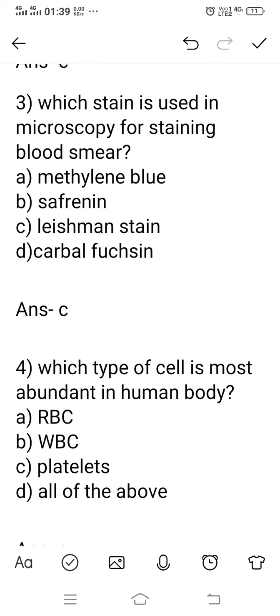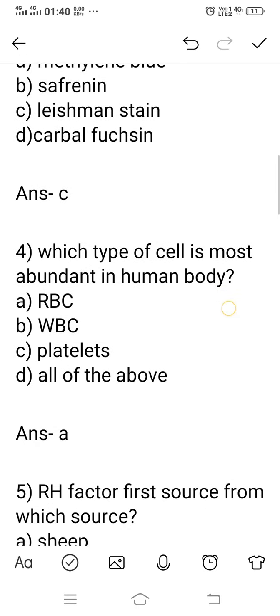Question number 3. Which stain is used in microscopy for staining the blood smear? Option A methylene blue, option B safranin, option C Leishman stain, option D carbol fuchsin. The right answer is Leishman stain, generally used in microscopy for staining the blood smear.